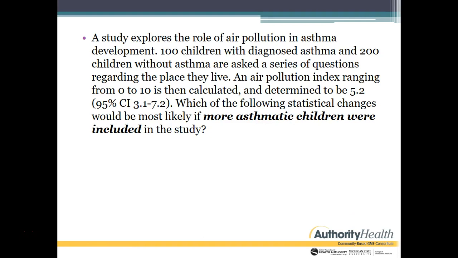Okay, let's look at this question. A study explores the role of air pollution in asthma development. 100 children with diagnosed asthma and 200 children without are asked a series of questions regarding the place they live. An air pollution index ranging from 0 to 10 is then calculated and determined to be 5.2, with a confidence interval of 3.1 to 7.2. Which of the following statistical changes would be most likely if more asthmatic children were included in the study?